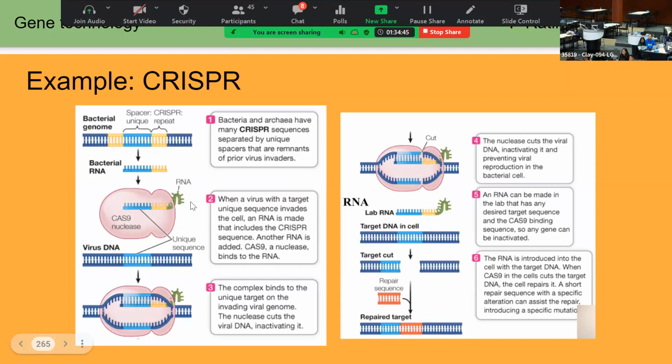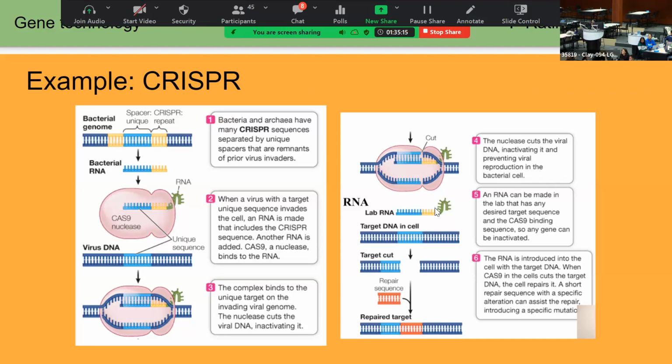And then another RNA is added, as you can see the green one here. Then we have this Cas9 nuclease, which binds to the RNA. What this does is it binds to the unique target on the invading viral genome. The nuclease cuts the viral DNA, which inactivates it. As you can see, it's cut. So this prevents viral reproduction in the bacterial cell.